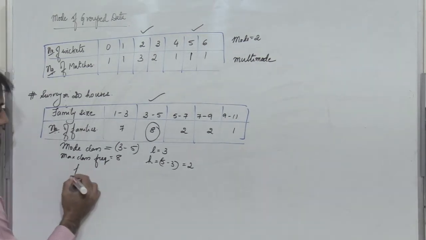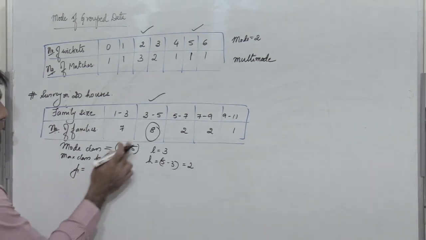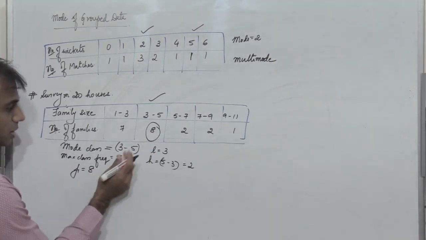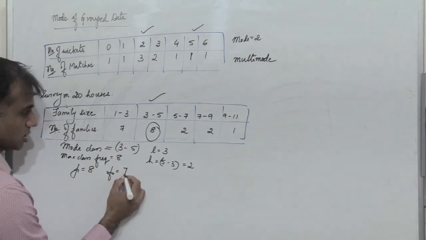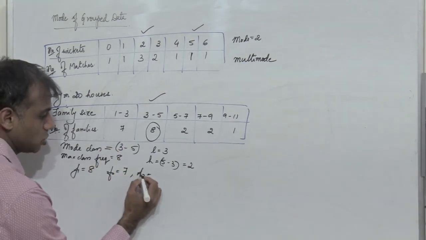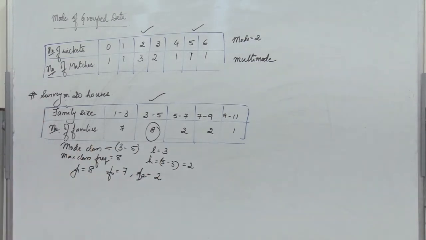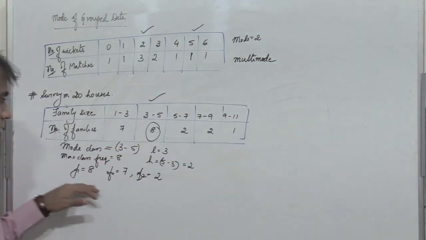And F1 happens to be the frequency of the modal class. What is the frequency of the modal class? 8. F0 happens to be the frequency of the preceding class, which is 7. And F2 happens to be the frequency of the next class, which is 2 here. Right? So given a distribution like this, we need to find these parameters.